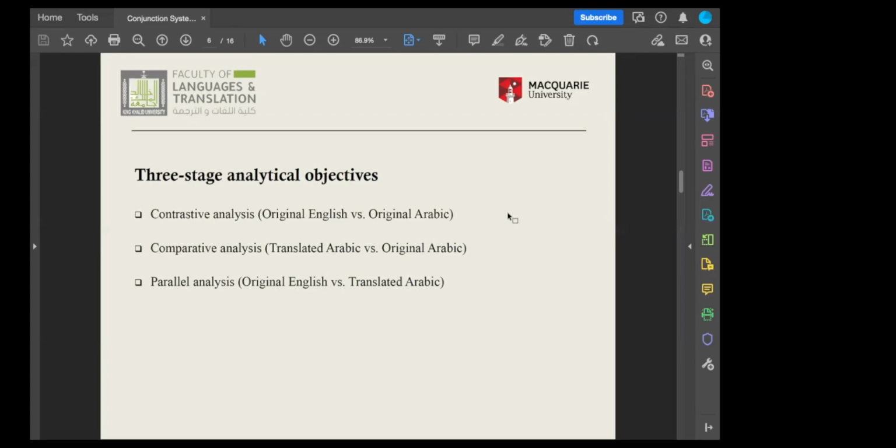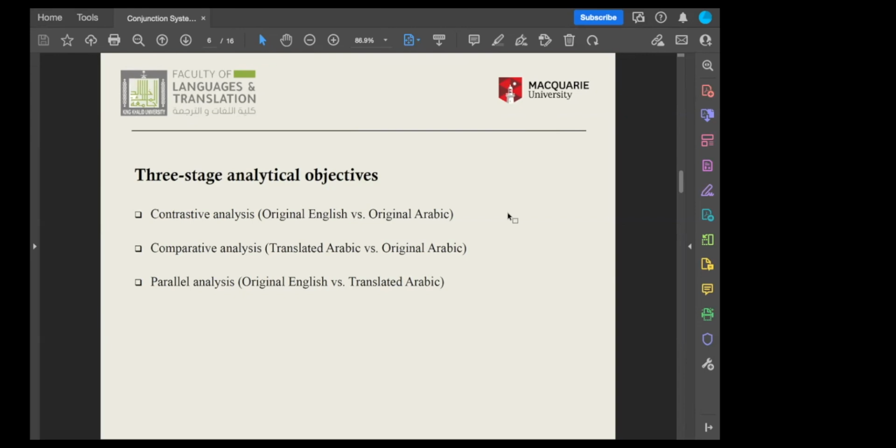So how can I apply these in my study to study the effect of English on the conjunction system in Arabic? I made three analytical objectives. These can be carried out by conducting three types of analyses. The first one is a contrastive analysis. The first objective is to identify the contrastive differences between English and Arabic in terms of the frequency, distribution, and preferences for connectives, and also their logical or logico-semantic relations, and how they could change over time.